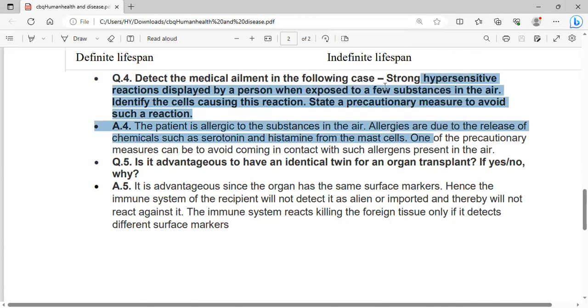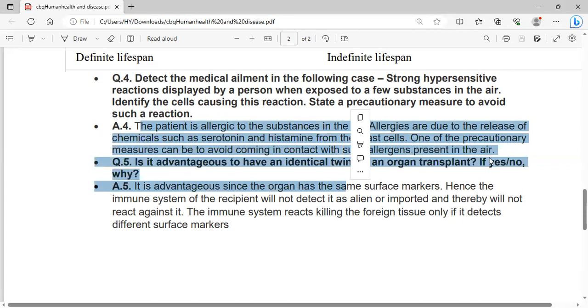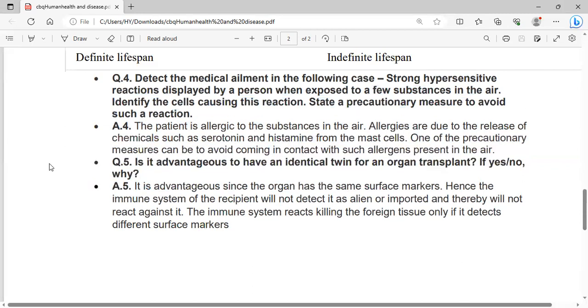So you should know the hypersensitive reaction is called allergy. The patient is allergic to a substance present in the air. Allergies are due to the release of chemicals such as serotonin and histamines. These chemicals have been released from the mast cells. As a result, allergy has occurred. One of the precautionary methods is to avoid contact with allergens present in the air.